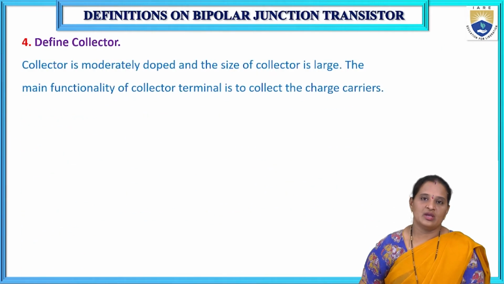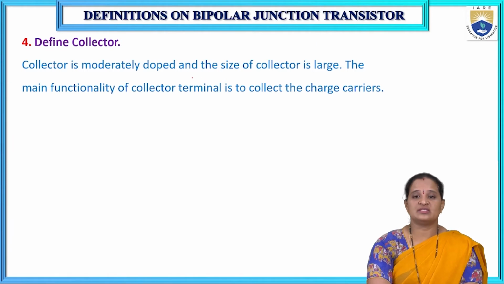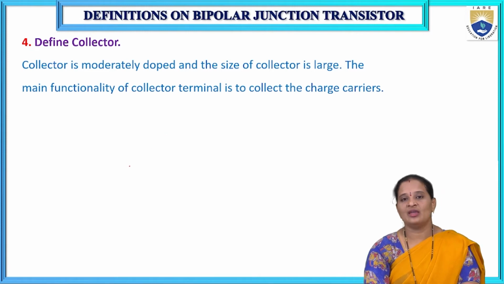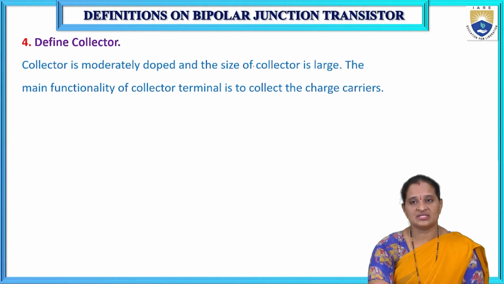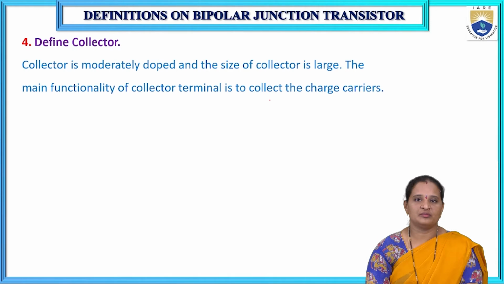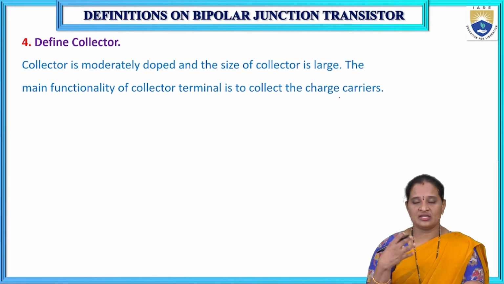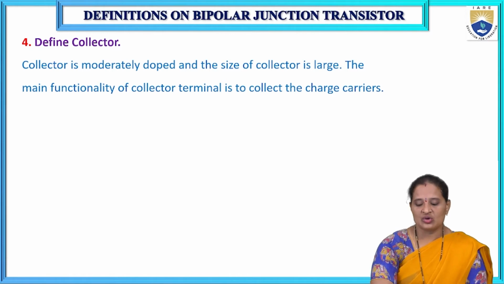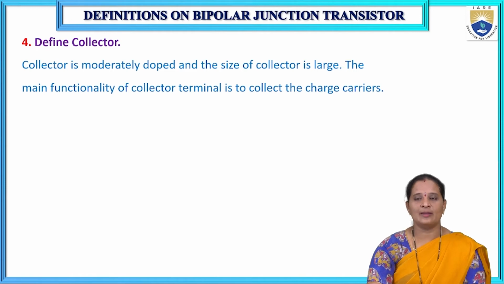Now coming to the collector. The collector is moderately doped. That means the doping of the collector is in between the doping of the base terminal and the emitter terminal; its doping level is less than the emitter but greater than the base. The size of the collector terminal is very large, and its main functionality is to collect the majority charge carriers emitted from the emitter terminal. So the emitter generates the majority charge carriers, whereas the collector collects them.